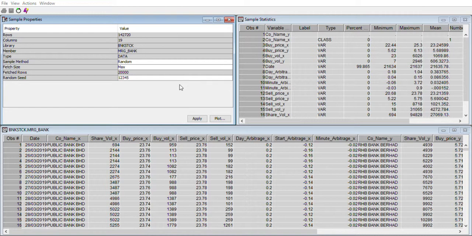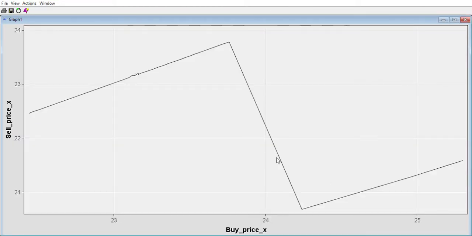So we are going to choose the buy price X as the X axis for Public Bank. X stands for Public Bank, Y stands for RHB, and then we are going to take a look at the sell price of the same, and assign it to the Y axis. Then we will finish off without too much cosmetics on the plot, and see what we see.